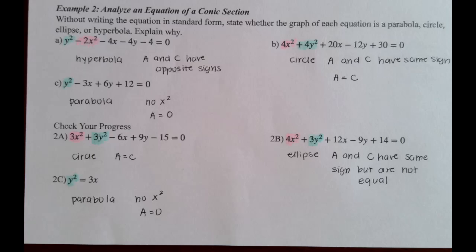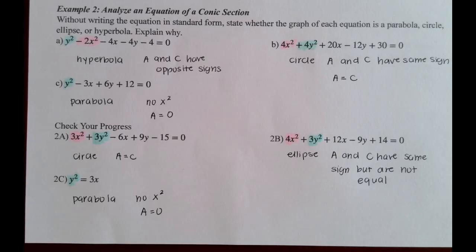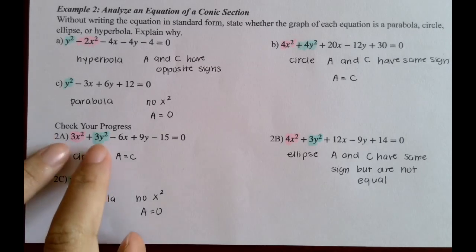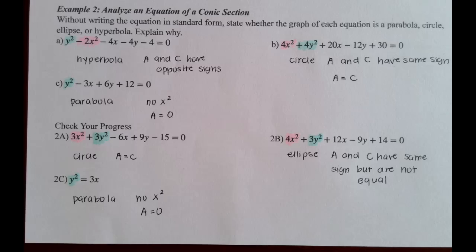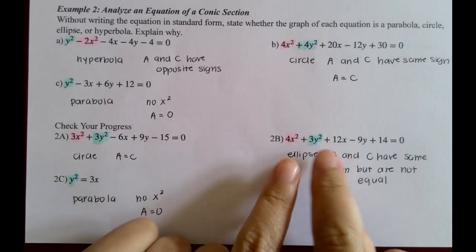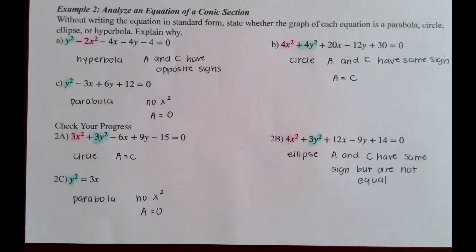For 2A you should have gotten a circle because A equals C, 3 and 3. 2B should be an ellipse because they both have the same sign, they're both positive, however they're not equal. One is 4, the other one is 3. And for 2C, you should have gotten a parabola, because there is no x squared term, which means that A equals 0.